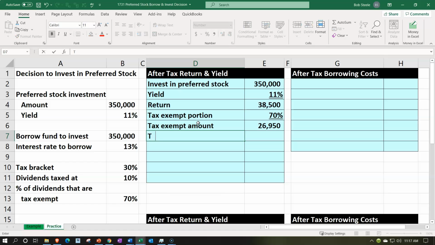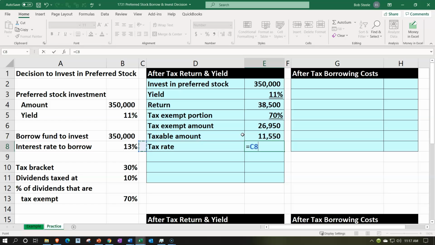So the taxable amount is going to be the total amount, the return, the $38,500 minus the exempt amount. That's the amount we're going to have to pay taxes on, which you could also say is 30% of the return, because the 70% is tax exempt, 30% they're taxable. So I'm going to say it's the $38,500 minus the $26,900. There we have it. You could have said, once again, the $38,500 times, just to see, brackets around this, 1 minus the 70%. That's another way that you could calculate that. Okay, so then we're going to say that the tax rate, and we're looking at the tax rate for dividends.